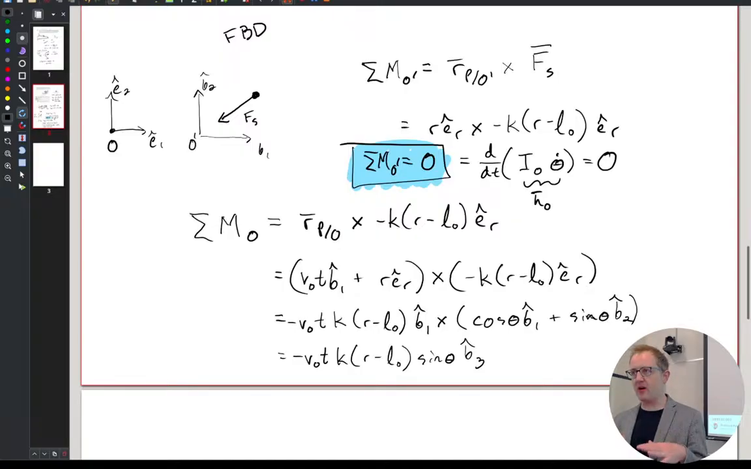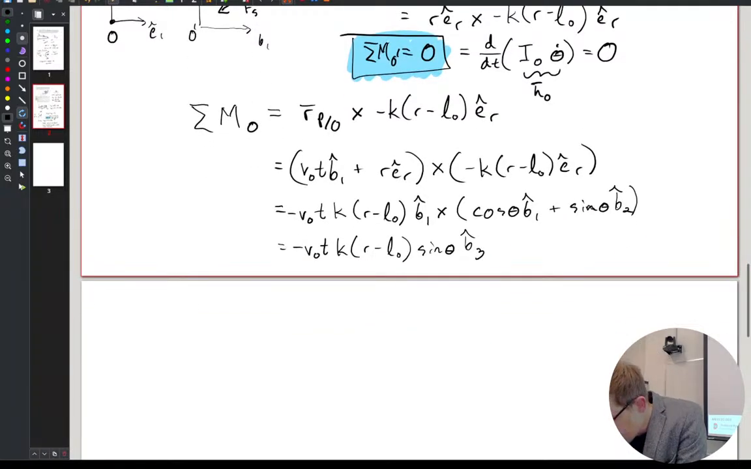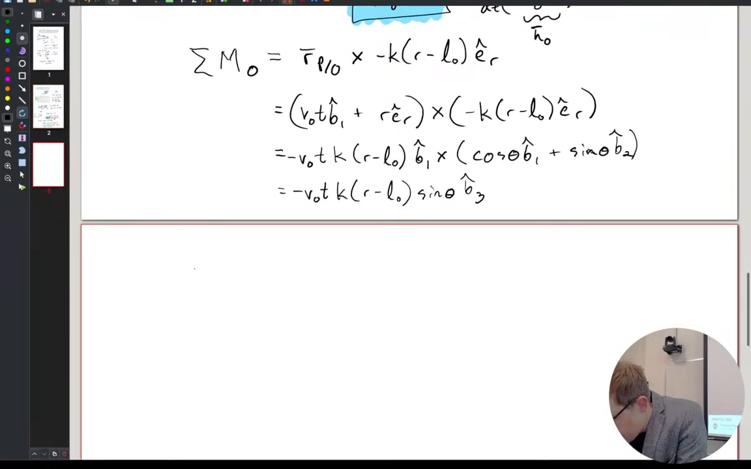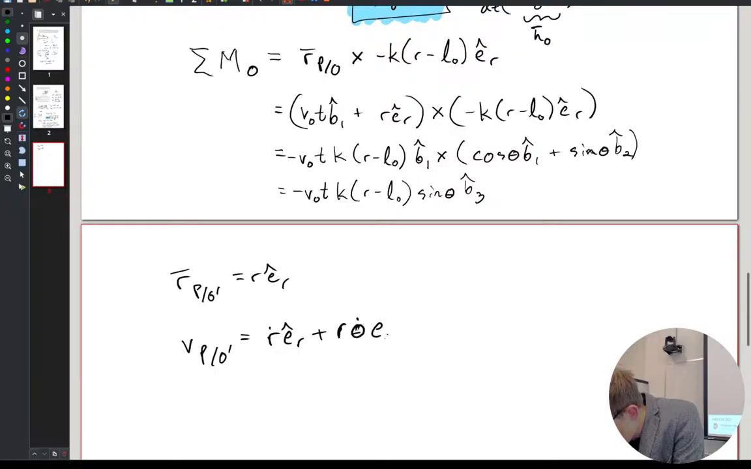All right, so now we can go into the step where we have our free body diagram. We know around O prime, angular momentum is not changing, so the change in angular momentum is 0. So now let's say R of P relative to O prime is R ER, and V of P relative to O prime is R-dot ER plus R theta-dot E theta.